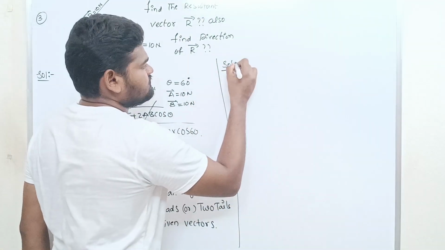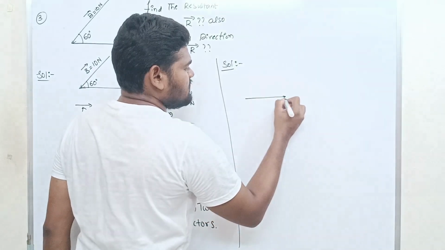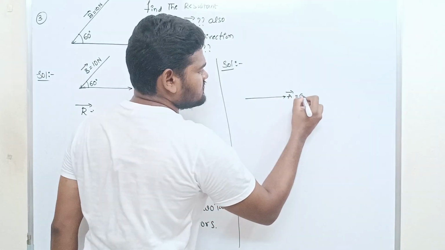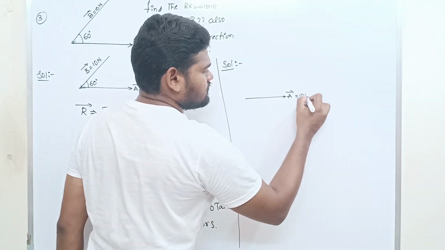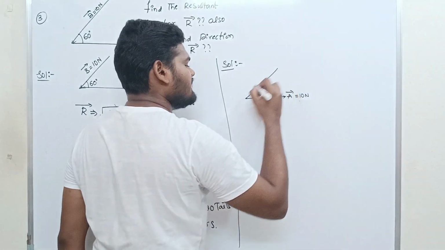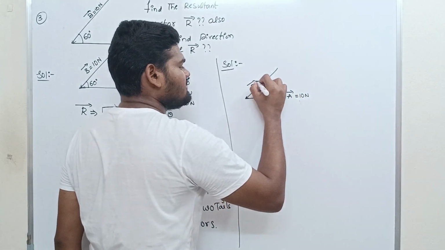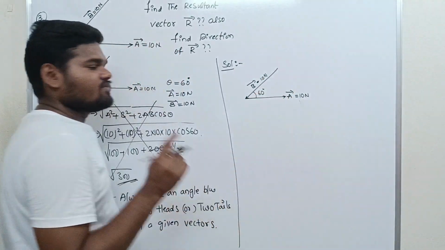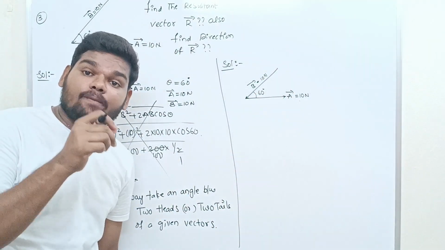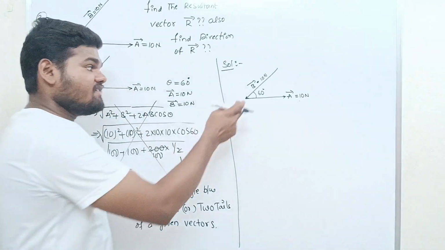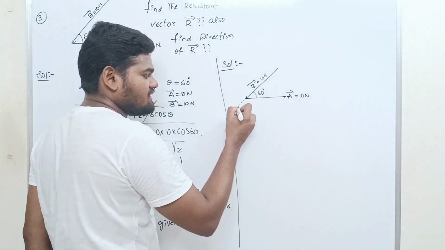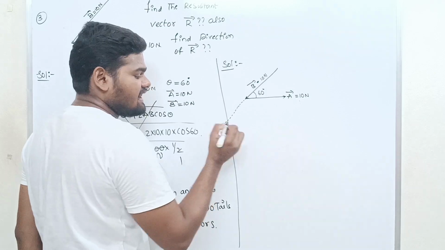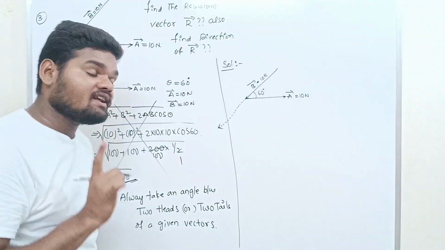Solution. So this is the A bar vector, which equals 10 newtons. Okay, so this is how they are given. B bar is again 10 newtons. So what is the angle between them? 60 degrees. I am using the concept of parallel shifting of vectors. Whenever a vector is displaced parallel to itself, its direction and magnitude never change.